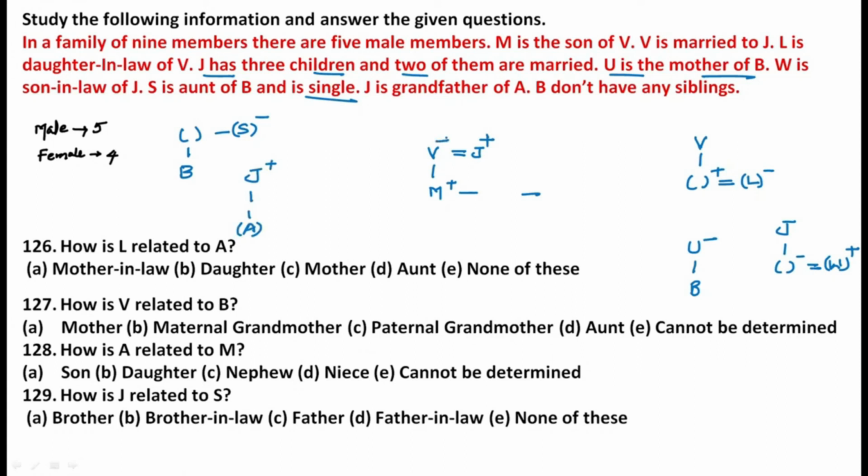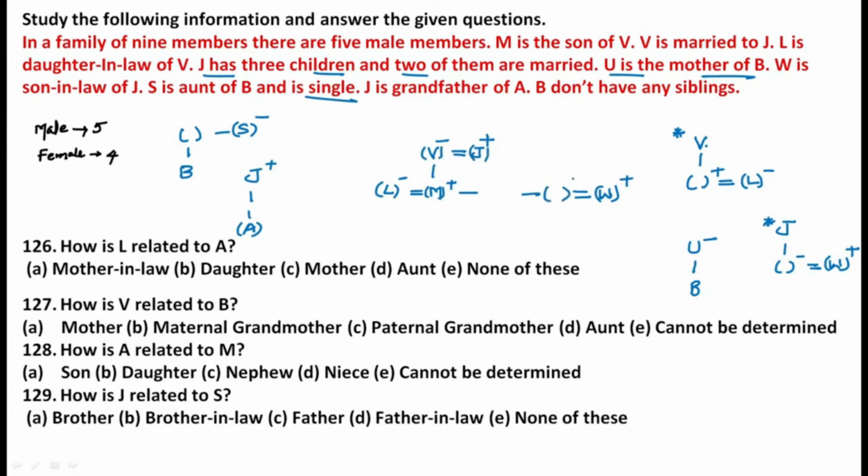Now B doesn't have any siblings. Now see, guys, here there are 2 pieces of information. One is the in-law relations. Now we have a daughter-in-law, which means M married someone, that is L. That is the only case we can get. And we have another person, J, having a daughter, and the daughter married someone. The person is W, and W is the son-in-law. Now guys, you have already confirmed the genders of different persons.